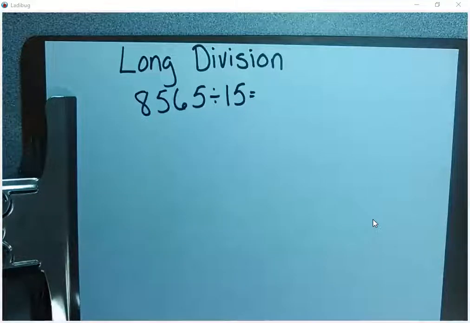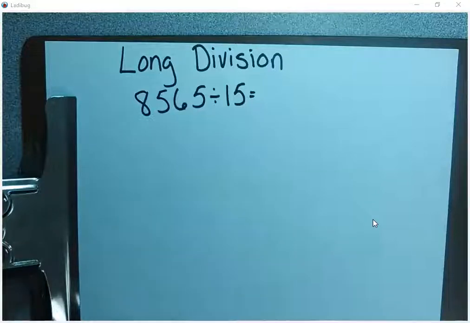Today, we're going to talk about long division. All right. So we're going to go through a few problems step by step, explain how to set it up and how to find your answer, how to check your answer with the calculator, and also how to check your answer with pencil and paper.